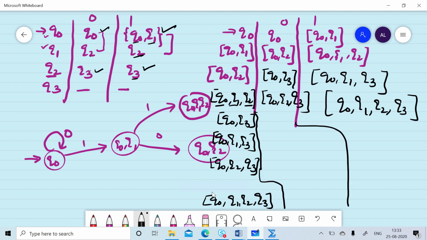Under 0 we will observe Q0 and Q3. So it is Q0 and blank, so we will move to Q0. Under 1 it is Q0, Q1 and blank over here, so we will move to Q0, Q1.